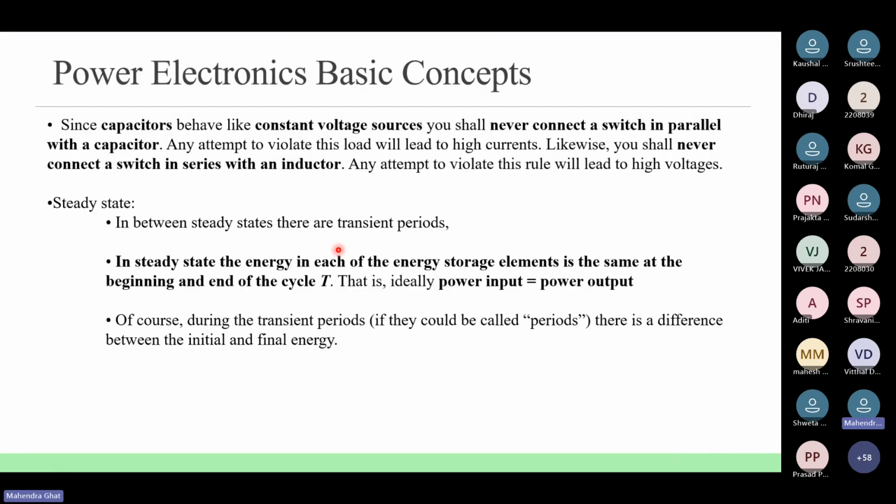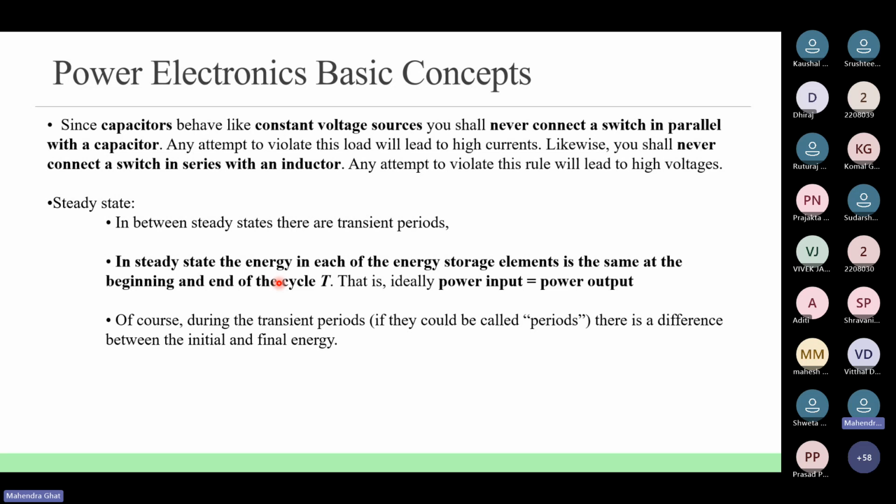So these things we have to remember always in our circuitry. Then one more thing is that in steady state, whatever capacitors or inductors are there, there will not be any net energy change in steady state. In transient, maybe there will be plus or minus energy, but in steady state, whatever energy you are storing, the same energy will be given back.